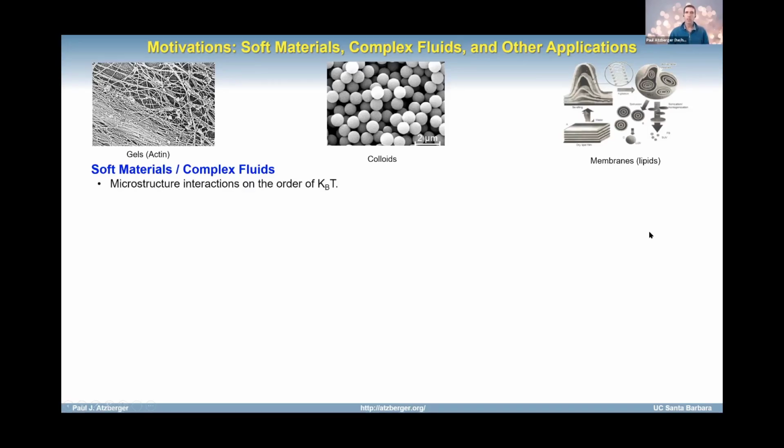So the interesting thing about soft materials and complex fluids is that the microstructures' interaction energies tend to be on the same order of magnitude as the thermal fluctuations. And so that has all kinds of really interesting implications for the mechanics of these systems, since many of the properties that ultimately emerge occur from rearrangements of the system that often happen on much more rapid timescales than maybe the timescale in which you're observing the mechanics.